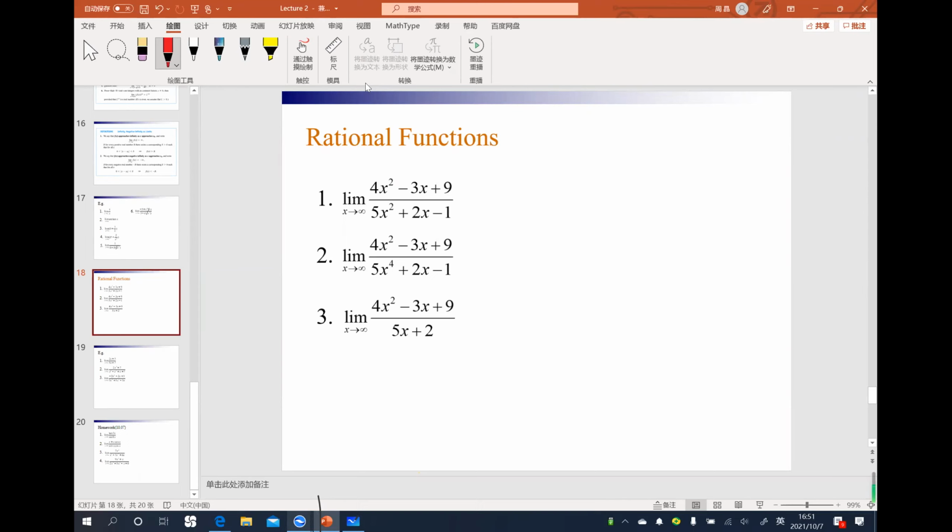The numerator 4x squared minus 3x. This is a rational function, and this is also a rational function, right? So here we consider the limit of the quotient of two rational functions, maybe one is p of x, a second is q of x, as x approaches infinity. So for rational functions, we consider these 3 exercises first.